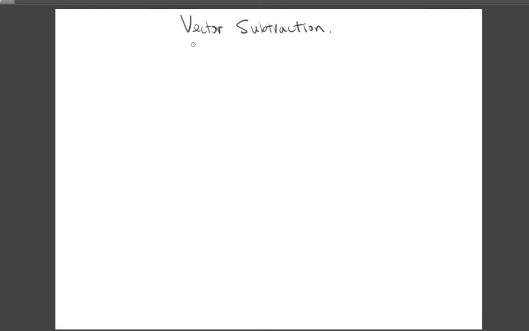How does one perform vector subtraction? Let's look at some example. Suppose I want to calculate A vector subtract B vector. And I know vector A is given by this arrow, and vector B is given by this arrow.